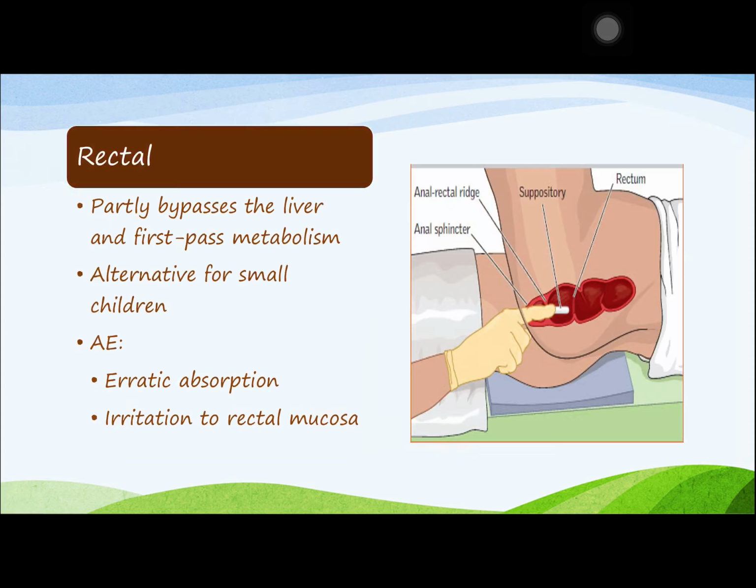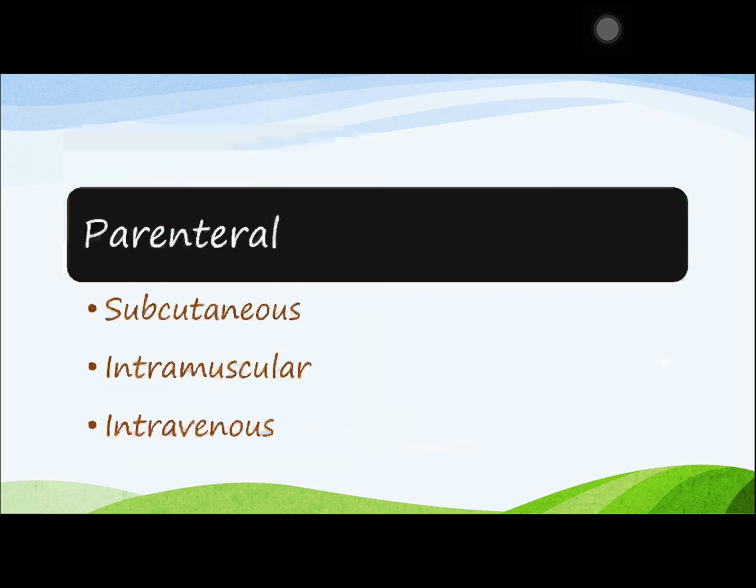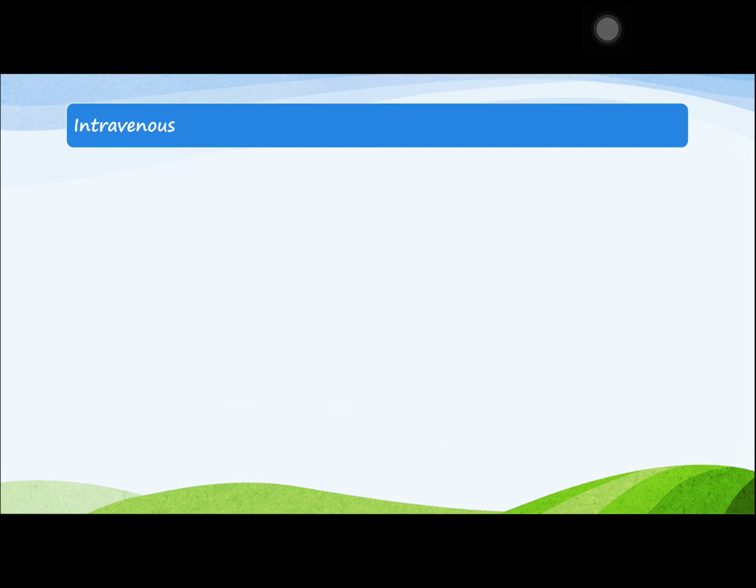Per rectum drugs, commonly suppositories, partly bypass the liver in first pass. They are administered in small children. Downside is that it may cause erratic absorption and irritation to the rectal mucosa or laceration if the caregiver is not very careful. Parenteral drugs are given via sub-Q, IM, or IV.